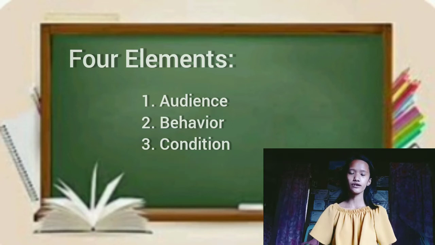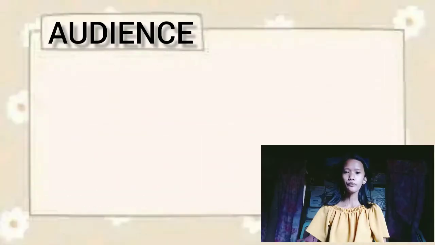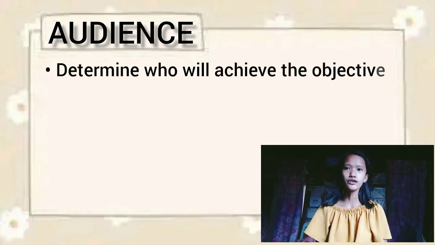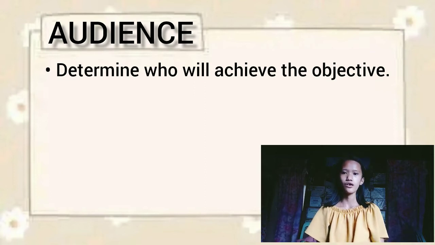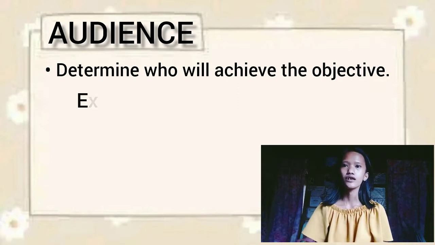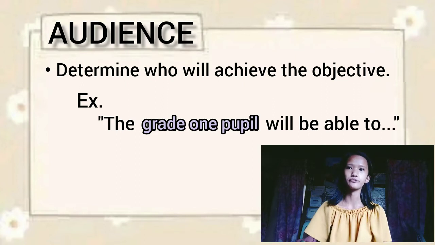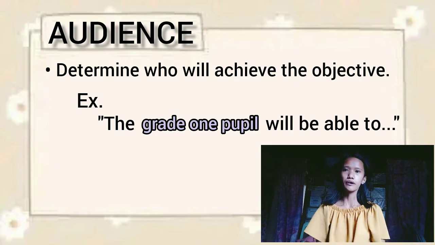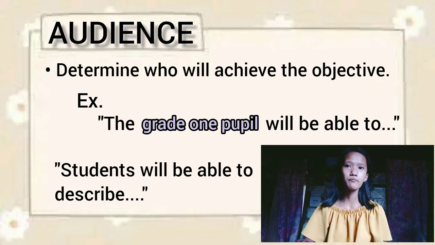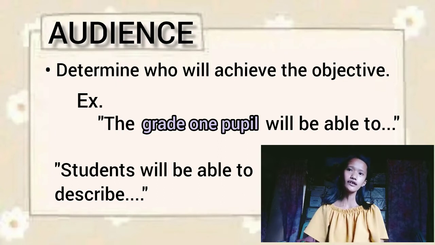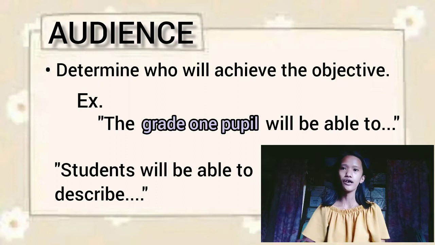First, let us define audience. From the word audience, it talks about people, meaning it determines who will achieve the objective, or simply ask, who are your learners? For example, the grade 1 pupil will be able to. In that example, the audience is the grade 1 pupil because they are the one who will be performing the objectives. Another example, students will be able to describe. So in the second example, students are the audiences.